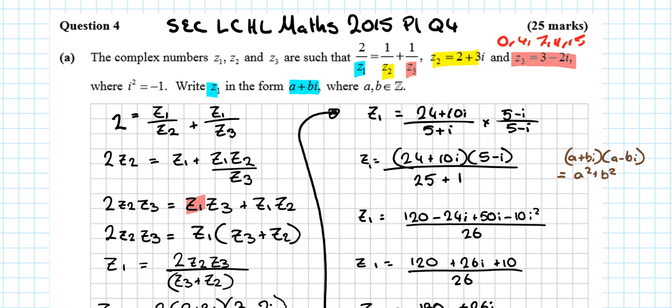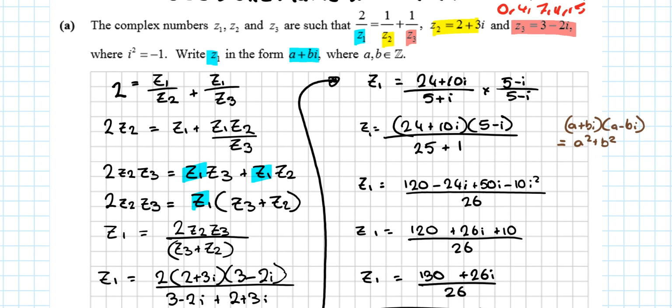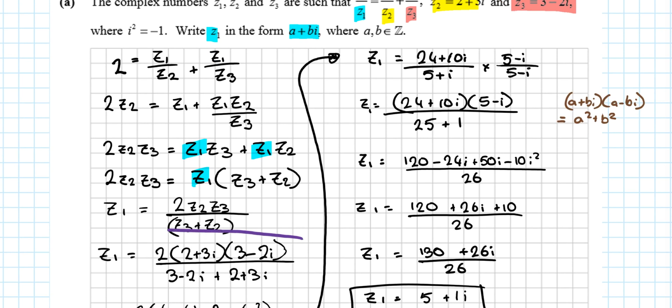You want to get z1 on its own, so I will factorize out the z1. I want to get this on its own, but it's being multiplied by z3 plus z2. So if I divide both sides by z3 plus z2, I will get z1 on its own. And now I can sub in what I know z2 and z3 are. If you sub in what we know z2 and z3 are, to get to here, we just need to actively go and multiply it out.